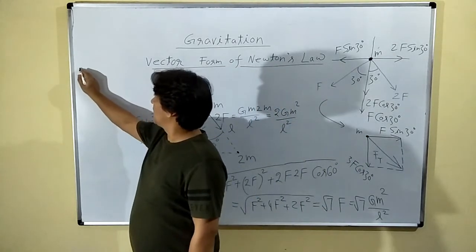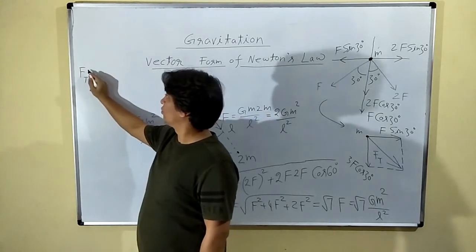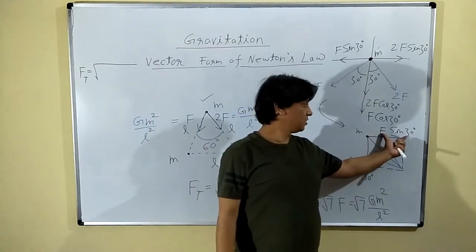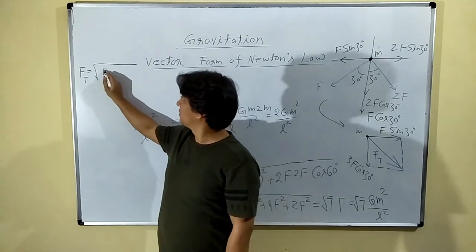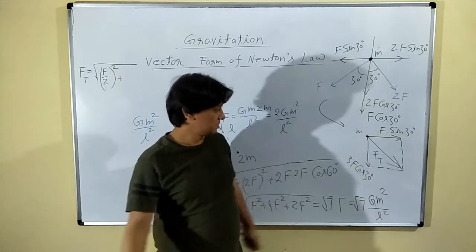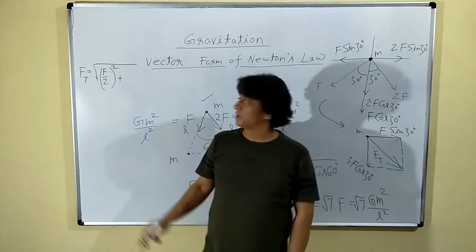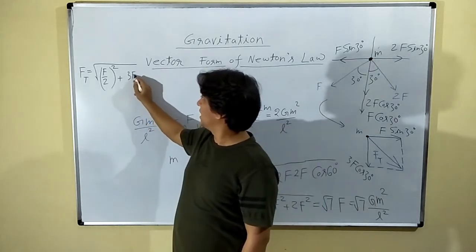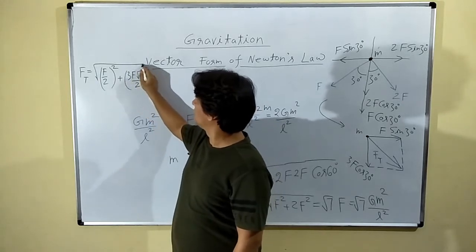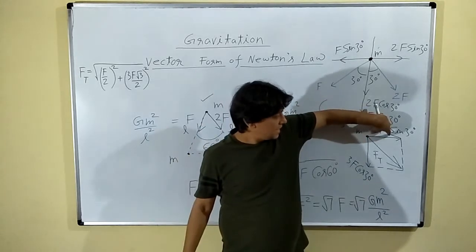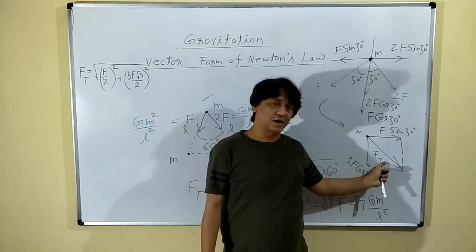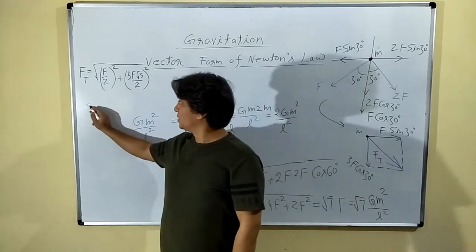अगर F total चाहिए तो वो क्या आएगा? Root over F sin 30. What is F sin 30? F by 2 whole square plus 3F cos 30. What is 3F cos 30? 3F cos 30, root 3 by 2, whole square. X component square of that, Y component square of that. That's how we get what? F total.